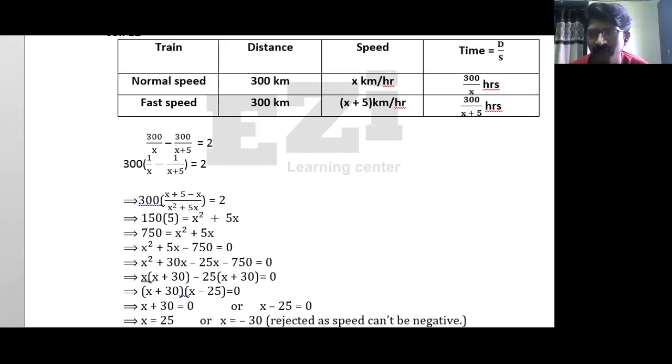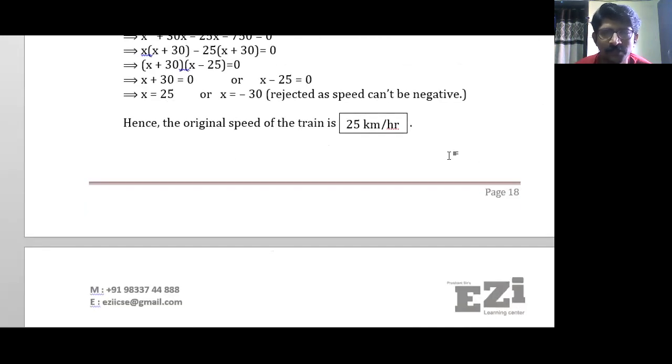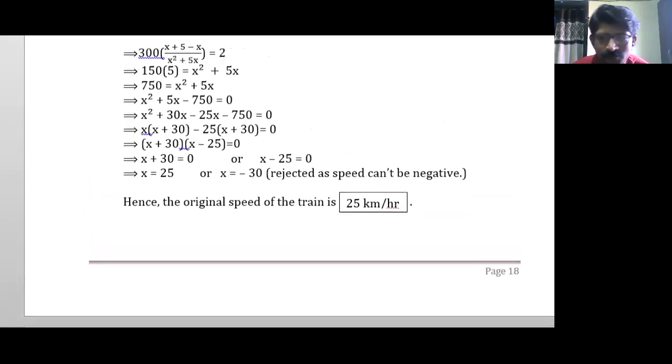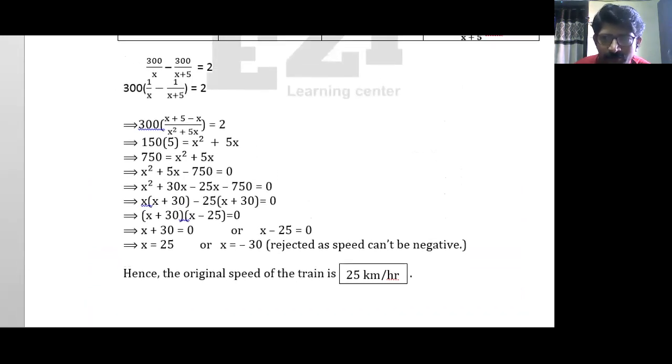Are you guys getting it? So the original speed of the train will become 25 kilometer per hour. I hope you understood. Finish writing this quickly. I'll give you a pause for 2 minutes, or else you can pause the video till here and finish quickly. Hurry up, hurry up.